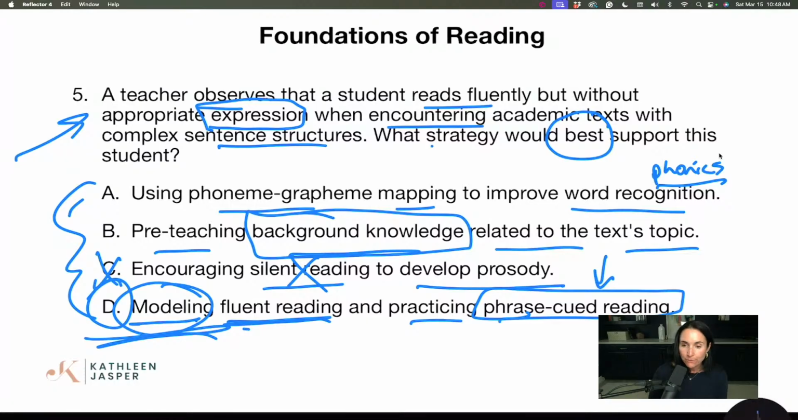And again, for my 5206 people, this would be a good test question because middle and high school kids are reading academic texts more frequently. This could be a question you might see, or one like it, on your test. So that would be out. And then pre-teaching background knowledge, that would help. I'm not saying that wouldn't help, but modeling and doing phrase-cued reading with complex academic text is going to be better. D, all day.